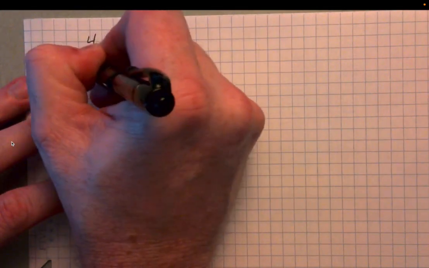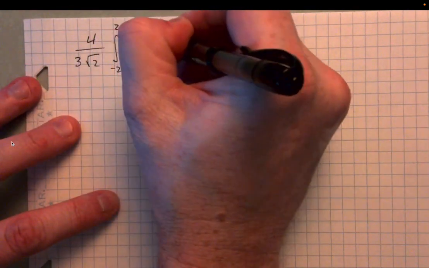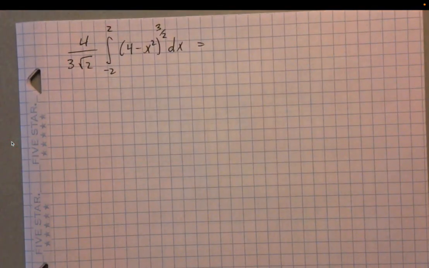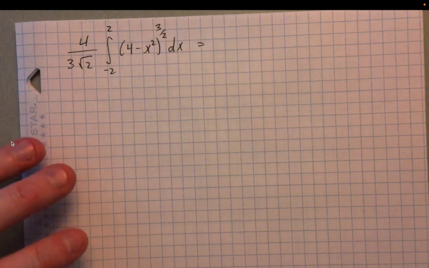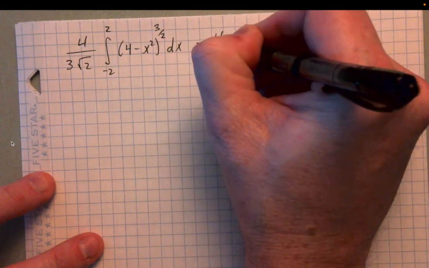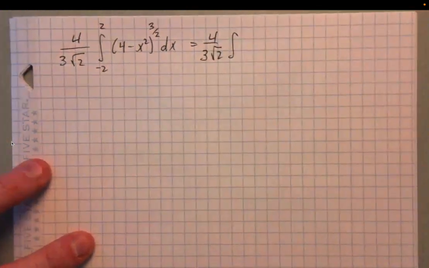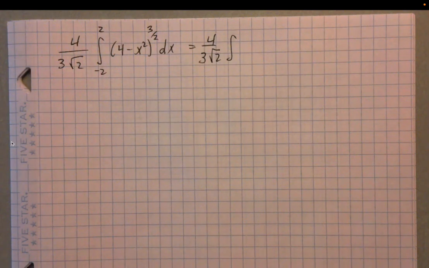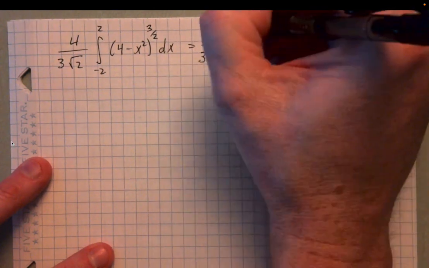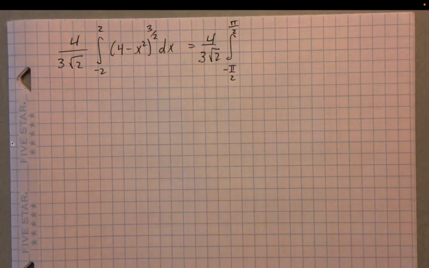Okay, and so what we can do is let's rewrite it here. It's 4 over 3 square root of 2 times the integral from negative 2 to 2 of 4 minus x squared to the 3/2 power dx. All right, and we're going to rewrite this as a trig integral, and the way we're going to do it is using this substitution that we just laid out, right? And so this would be equal to 4 over 3 times the square root of 2. Now the integral bounds will change, and I think, again, you can kind of work that out, but notice this is symmetric, negative 2 to positive 2, so it's negative pi over 2 to pi over 2, and I'll just let you figure that out on the side.